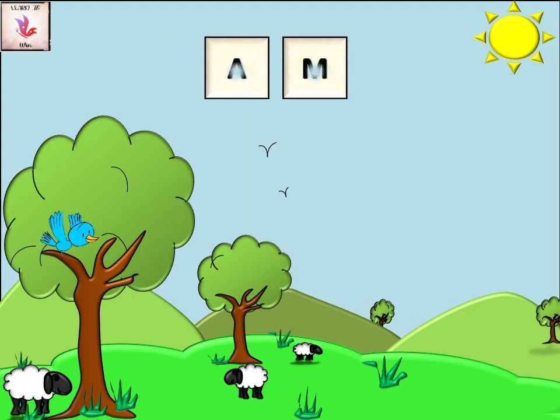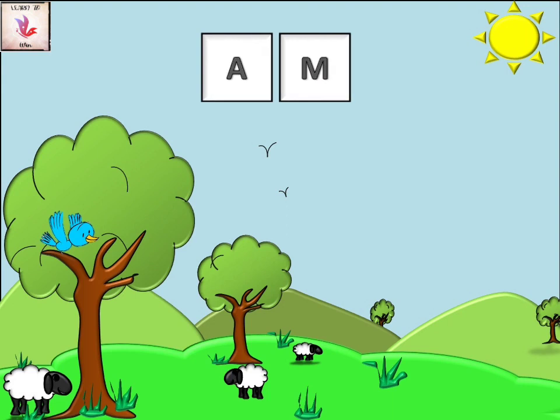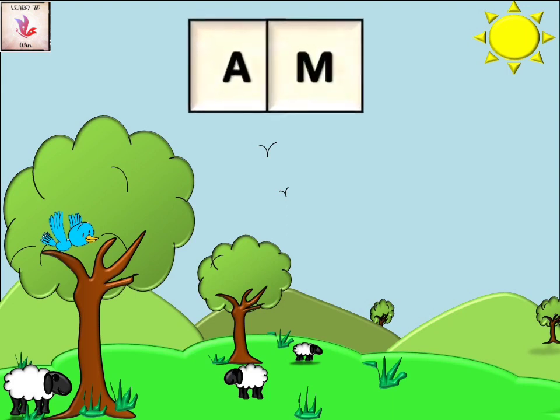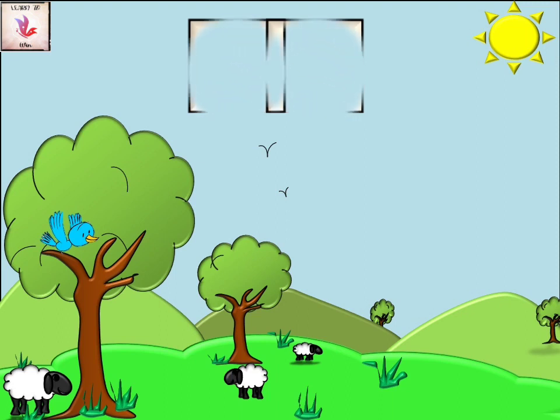Our first word is M. It's a two-letter word. The sound of A is A. The sound of M is M. A, M, A, M, M. A, M, M. Good job.